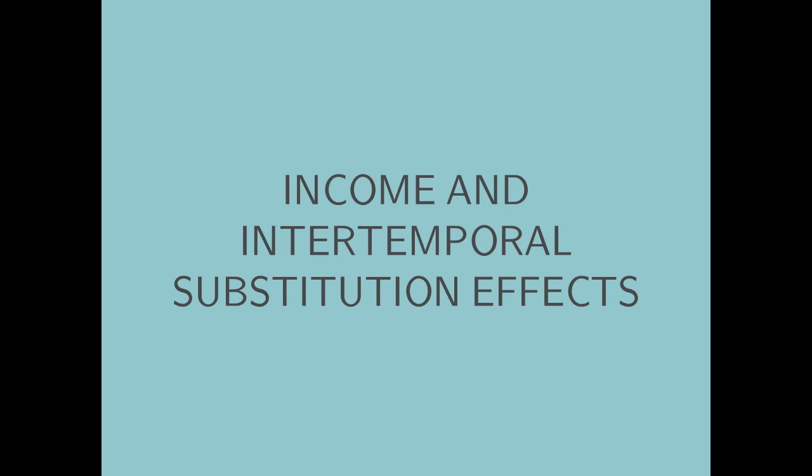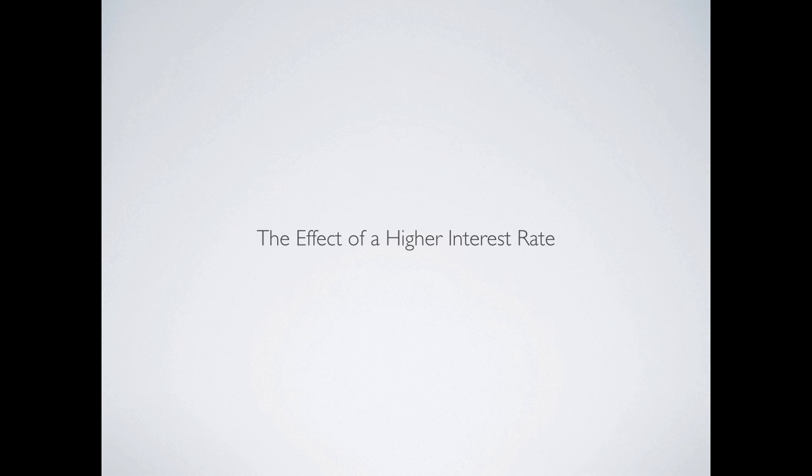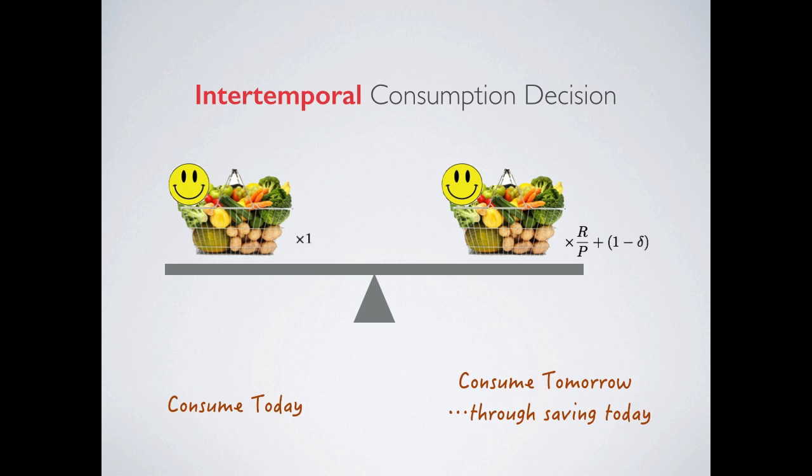Now we are moving to talk about income and intertemporal substitution effects. We consider the scenario that the interest rate in the economy is increasing. First, we start from the intertemporal consumption decision. We know that the intertemporal consumption decision is weighing consumption today on the left-hand side versus investment today to get consumption tomorrow on the right-hand side. For one basket that you sacrifice today, you are going to get R divided by P plus 1 minus delta units of baskets tomorrow for consumption.